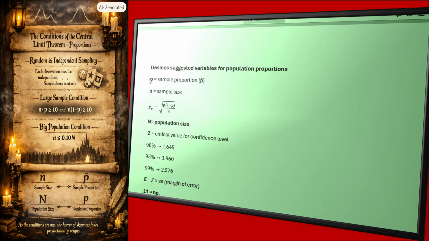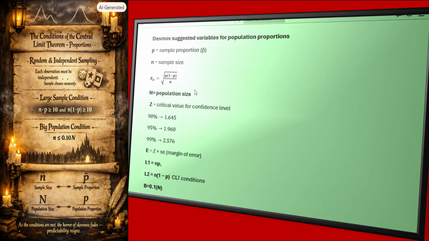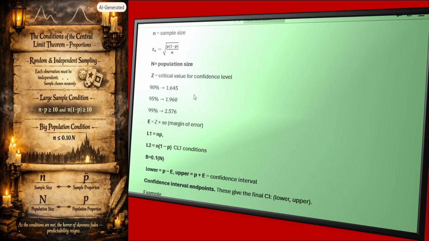While we're talking about this, it's a good thing to say that the sample proportion, I'm going to assign it P, but the sample proportion is actually P hat. P is the true probability, and P hat is the sample proportion. We'll talk more about that. n is the sample size, and capital N is the population size.